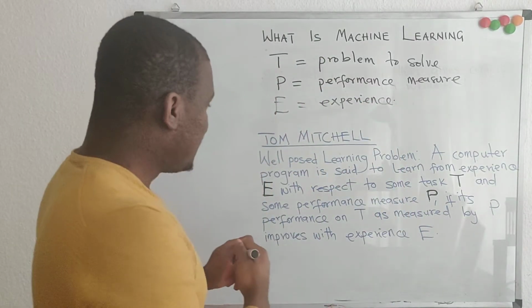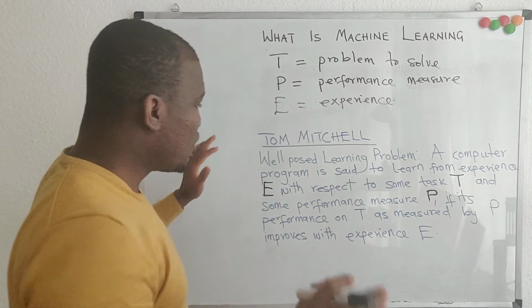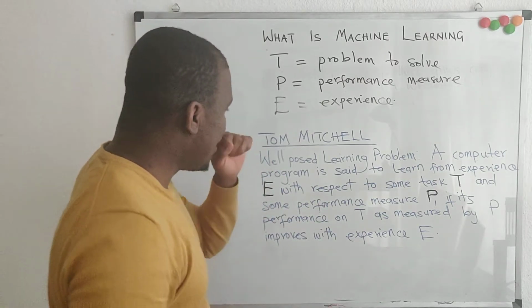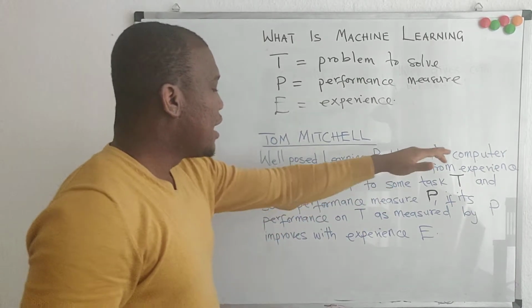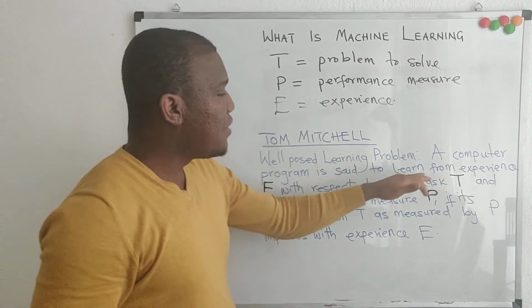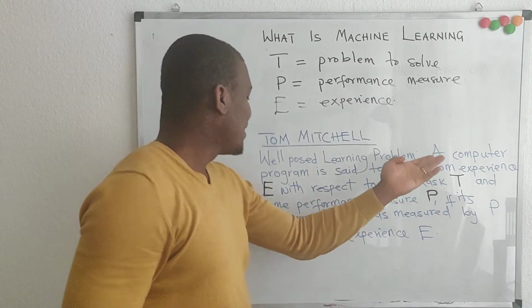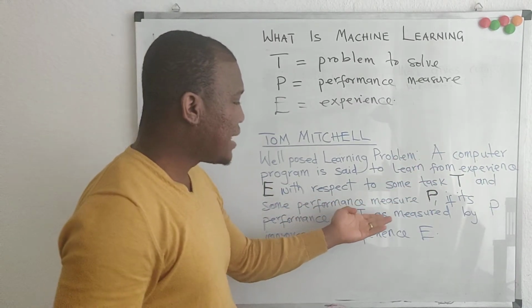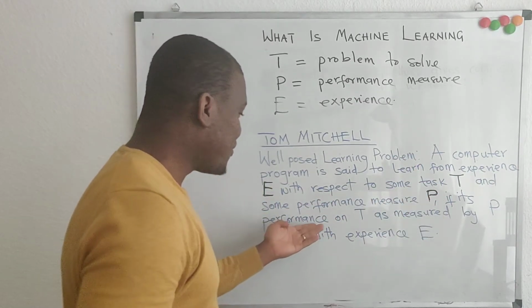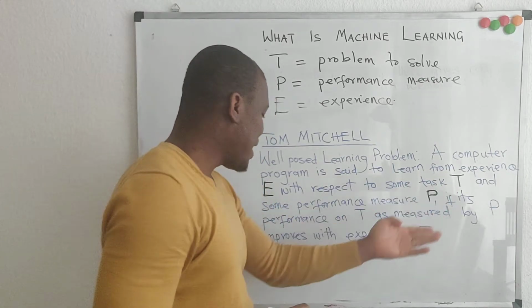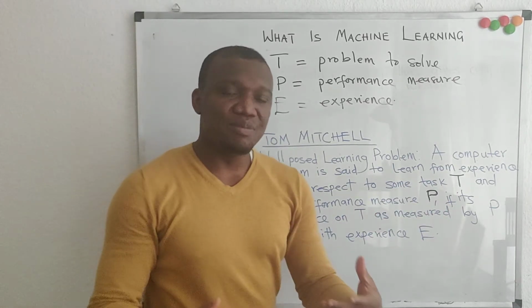Okay, so if you look at Tom Mitchell's definition, I'm going to go over it again. He says, a well-posed learning problem. A computer program is set to learn from experience E with respect to some task T and some performance measure P if its performance on task T as measured by P improves with experience E.